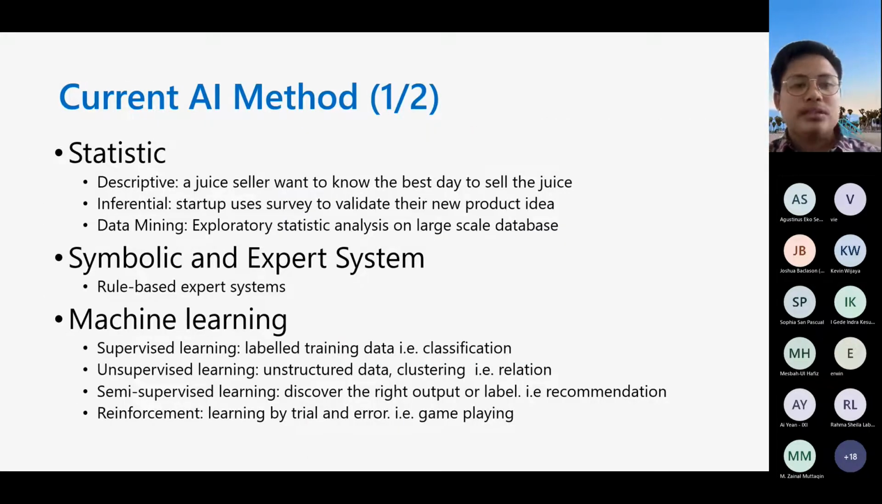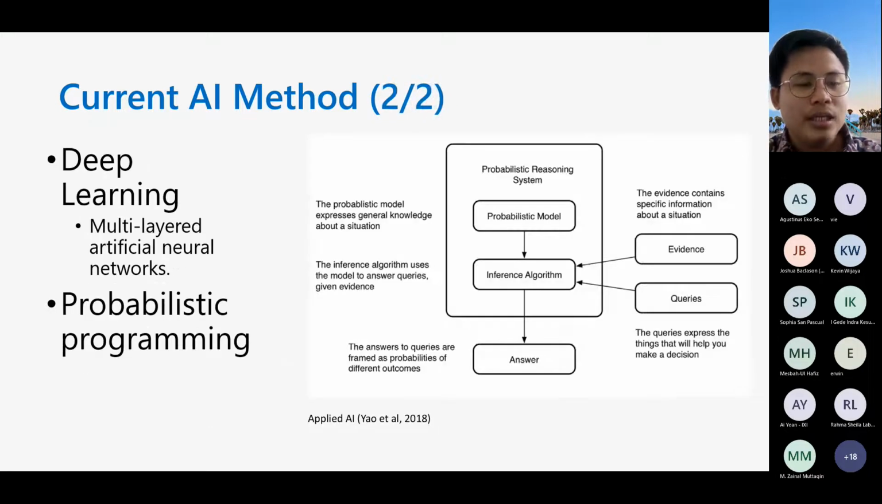Okay, current AI methods. The first is statistics. There are three parts of statistics: descriptive, inferential, and data mining. The second one is symbolic and expert systems, how to make a rule-based expert system. The third is machine learning: supervised learning, unsupervised learning, semi-supervised learning, and reinforcement. The next, the state of the art of AI, is deep learning, how a multi-layer artificial neural network can give you the conclusion. Deep learning is the new artificial neural network. The last is probabilistic programming. So these are the current AI methods now, and there are many other AI methods.